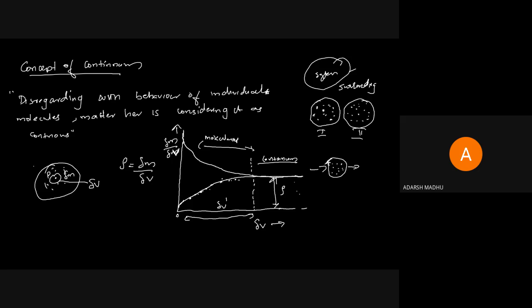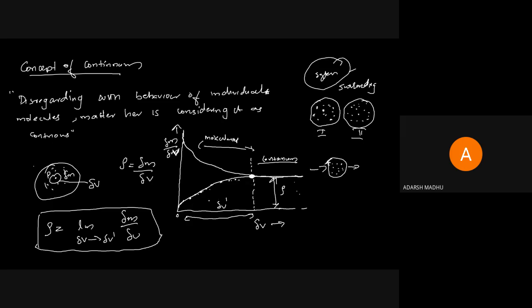And from this point to this point, we can define the density value at that point as density equal to the limit of delta v tending to delta v dash. As delta v tends to delta v dash, at that particular point, density equals dou m by dou v. That is the density at that particular point. Here we can say the density is dou m by dou v, the limit as delta v tends to delta v dash of dou m by dou v. That is the concept of continuum.